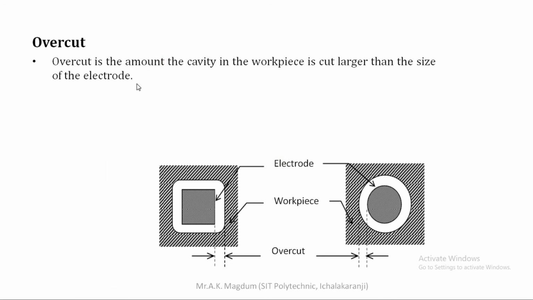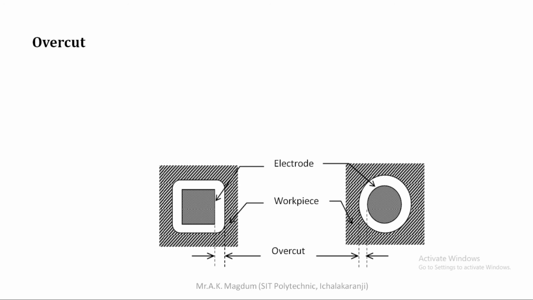This drawback, or this parameter, is very important, because in this figure you can clearly observe that there is the electrode, a round circle electrode, or maybe a square electrode, and this hatched portion is the workpiece. In between the hatched region and this square electrode there is the gap called the overcut. Overcut means, whatever the shape of the electrode is, more than that shape and size of the electrode, the surface of the workpiece is removed. That portion is called the overcut.